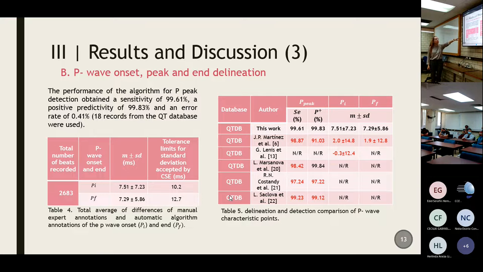We can see that I obtain a higher sensitivity and positive predictivity than JP Martinez, a higher sensitivity than L. Marzanova, RN Costandi, and L. Saclova, and a positive predictivity similar to L. Marzanova and higher than RN Costandi and L. Saclova.